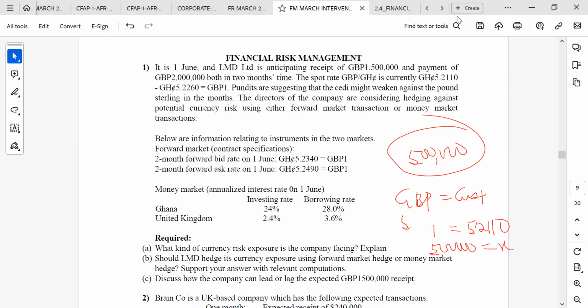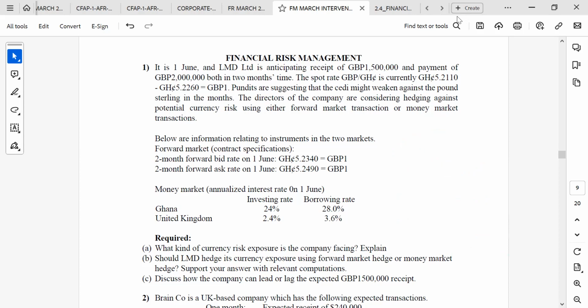Looking at this one, we'll be multiplying. If you are multiplying, you have to know that the bank will always sell at the highest rate, because the bank wants to make profit on the transaction. So the bank will always sell at the highest rate, but they will buy at the lowest rate if you are multiplying. But if you are dividing, the bank will sell at the lowest rate and buy at the highest rate, because if you are dividing, the lowest figure will give you the highest amount, and the highest figure will give you the lowest amount.